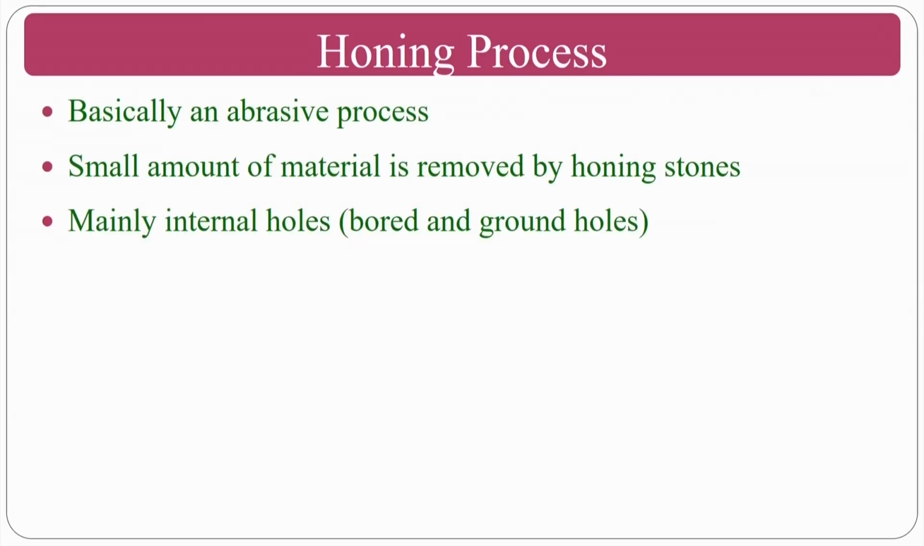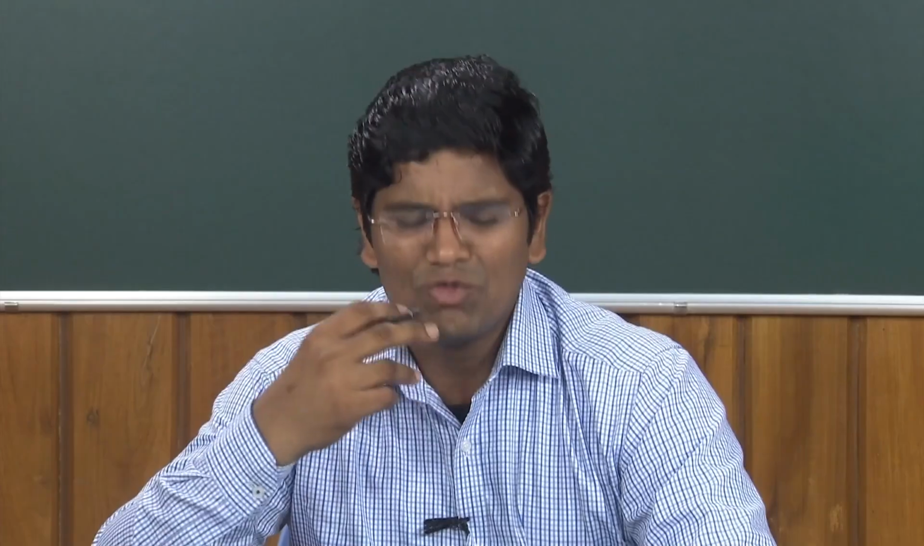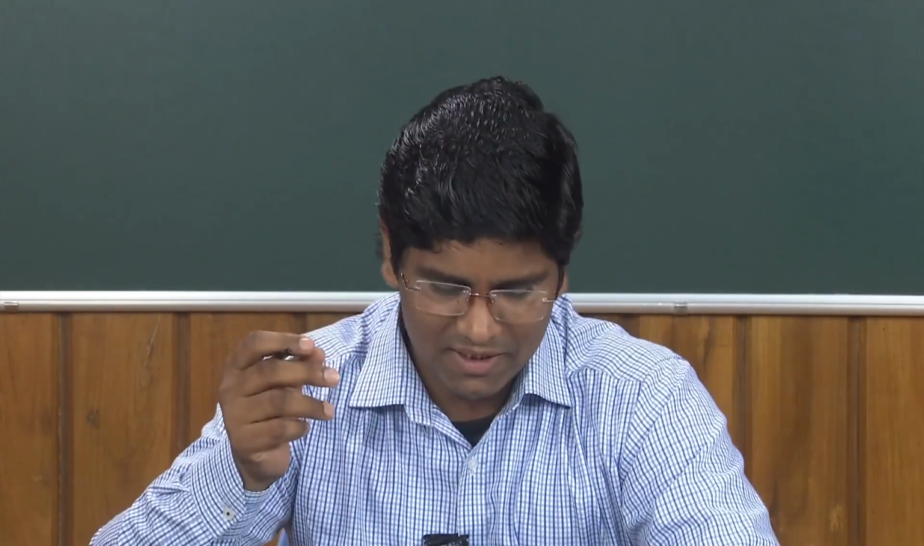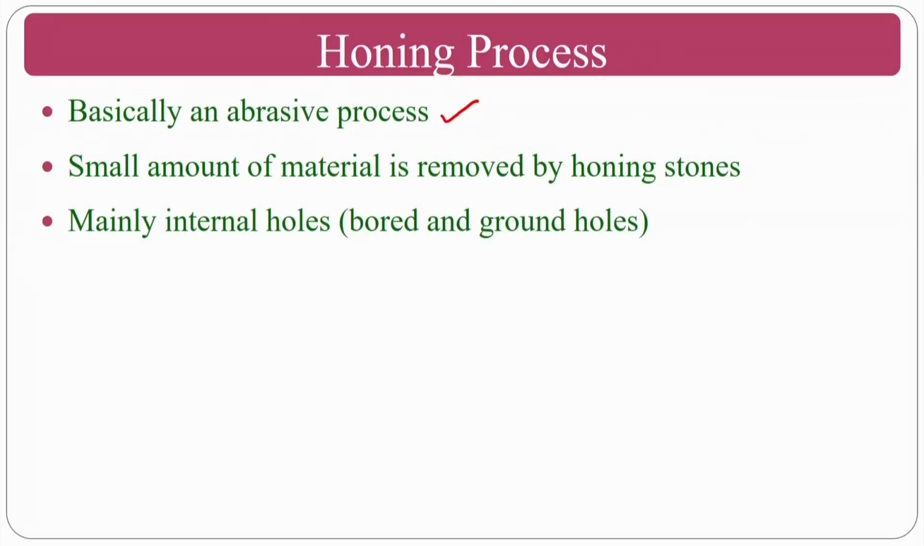The honing process is basically an abrasive process where abrasive sticks are used. On these sticks, abrasive particles are held, and these abrasive particles will remove the material by abrasion action. You have seen 2D abrasion, 3D abrasion and all those things. Similarly, the abrasion action takes place here. A small amount of material is removed by the honing stones or sticks.